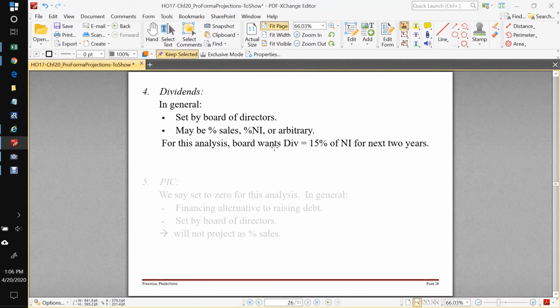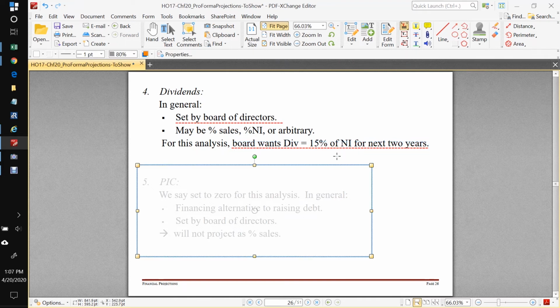And then next up is dividends. Dividends in general are always going to be set by the policy of the board of directors. They may say they want dividends as a percent of sales, percent of net income, or anything else, okay? And in this case, the board said that they wanted a particular payout ratio. They wanted the payout ratio to be 15%. That translates to 15% of net income. And they want to try that for the next 2 years and see what happens.